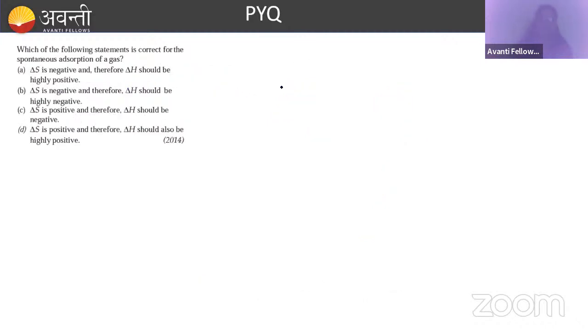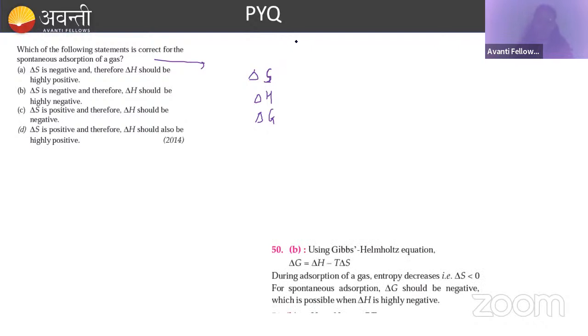Okay. Next, which of the following statements is correct for the spontaneous adsorption of gas? So here, in surface chemistry also we have talked about the adsorption of gas. At that time, what is the delta S value, what is the delta H value, and what is the delta G value, right? हम लोगों ने उस टाइम पे भी बात किया था. ठीक है, so the Gibbs-Helmholtz equation, that is delta G = delta H minus T delta S.